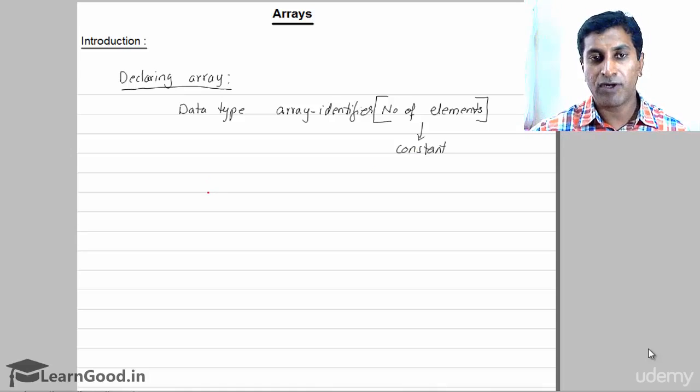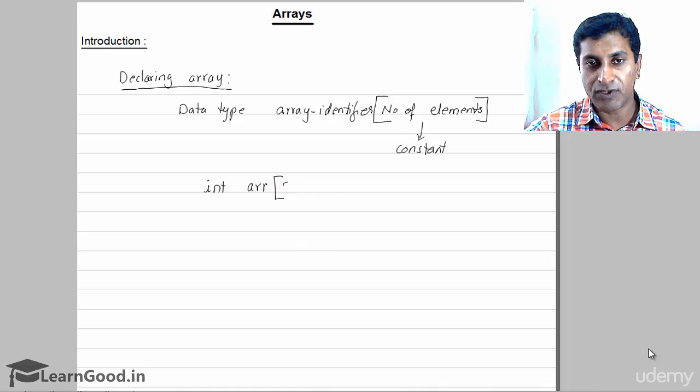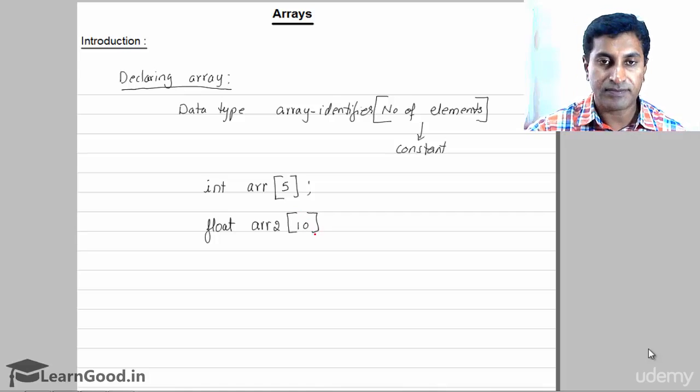For example, if I want to store 5 integer array elements, then the data type is going to be an int, and the array name, I'll give it as ARR. Within square brackets, I have to specify how many elements. If you want to store 5 integer elements, you can declare it as 5, and then give a semicolon. If I want to store 10 float values, then you can specify the data type as a float. Then I can give ARR2 as an array name. Within square brackets, you can specify the number of elements, that is 10.